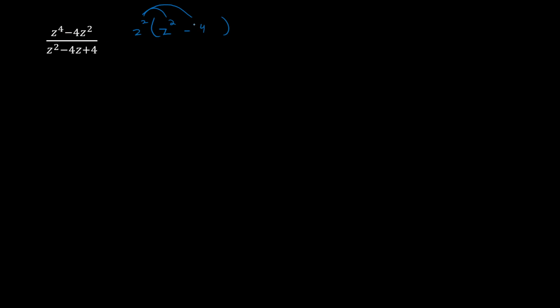Okay, and actually, I can keep going because notice the z squared minus 4 is a difference of squares. The z squared minus 4 I can write as z minus 2 times z plus 2. So make sure you know how to factor because that's going to be very important in this lesson. So the numerator can be reduced or factored down to z times z minus 2 times z plus 2.